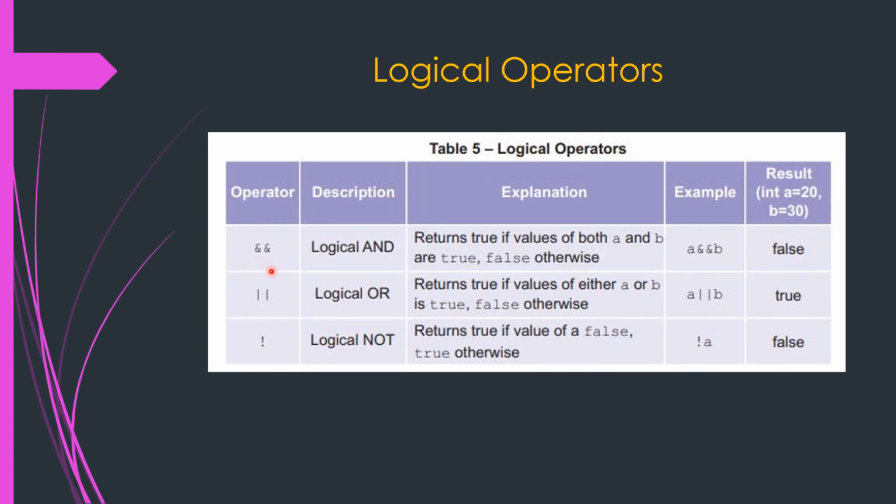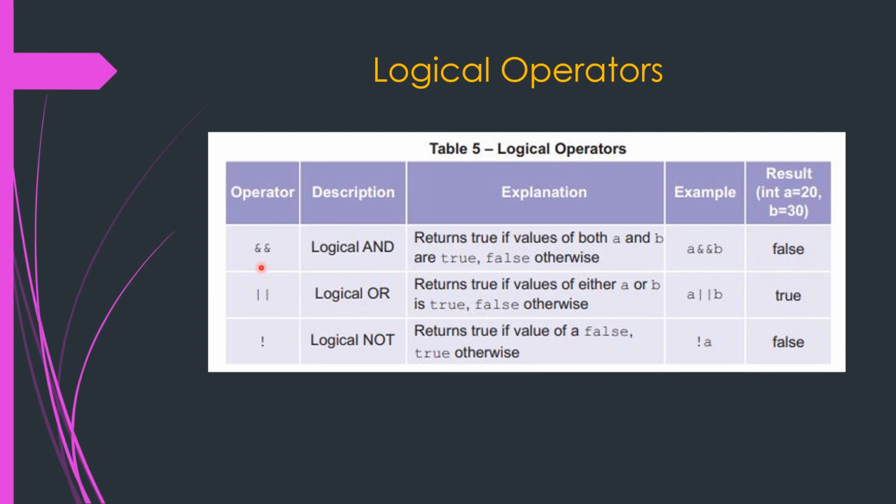First is logical AND. We use the symbol double AND for the logical AND operator. It returns true if the values of both A and B are true, false otherwise. Means if A is a condition and B is a condition, and both of them are true, then logical AND will return true, and if either one of them or none of them is true, then it will return false.